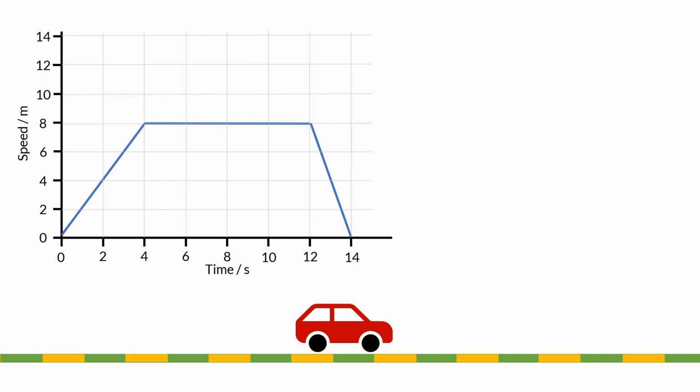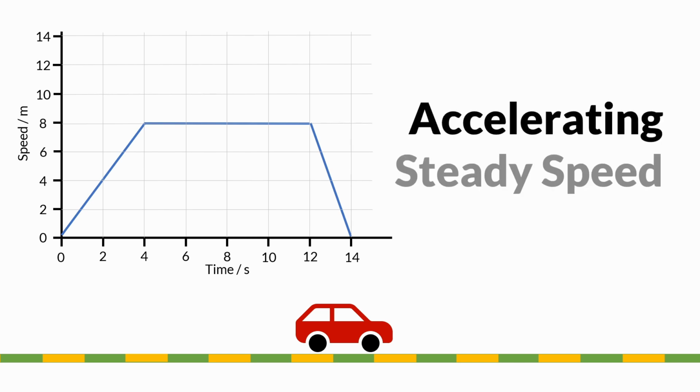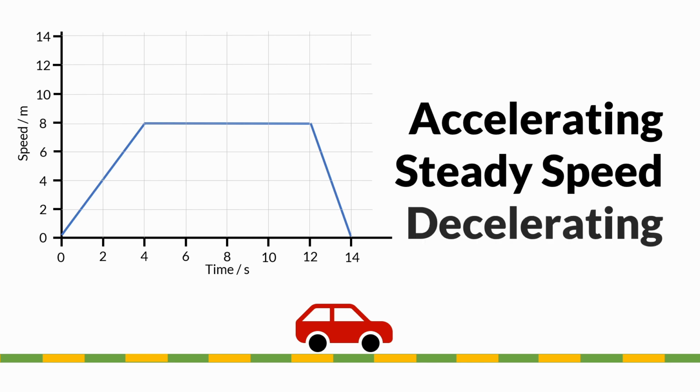The steeper the line, the bigger the acceleration. So we had an acceleration, then we had a steady speed, and at the end we had this negative acceleration or a deceleration. The car was decelerating. So that's a basic introduction to speed time graphs.